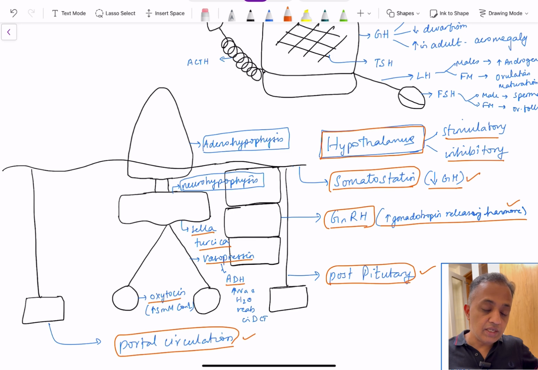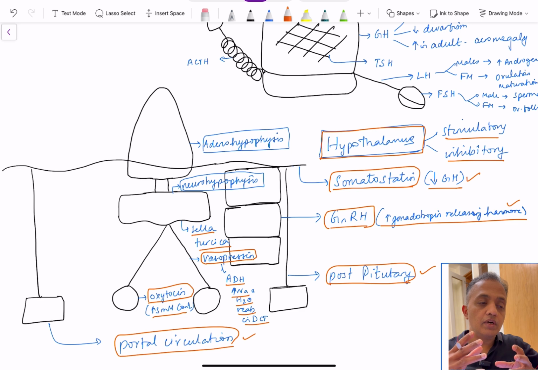How does it do that? It increases the absorption of sodium and water from the distal convoluted tubule. So vasopressin causes reabsorption of sodium and water from the distal convoluted tubule, and it's called anti-diuretic hormone. The other hormone secreted by the neurohypophysis is oxytocin. The role of oxytocin is increase in smooth muscle contraction, so it works in the mammary duct, where it helps in pushing out the milk.